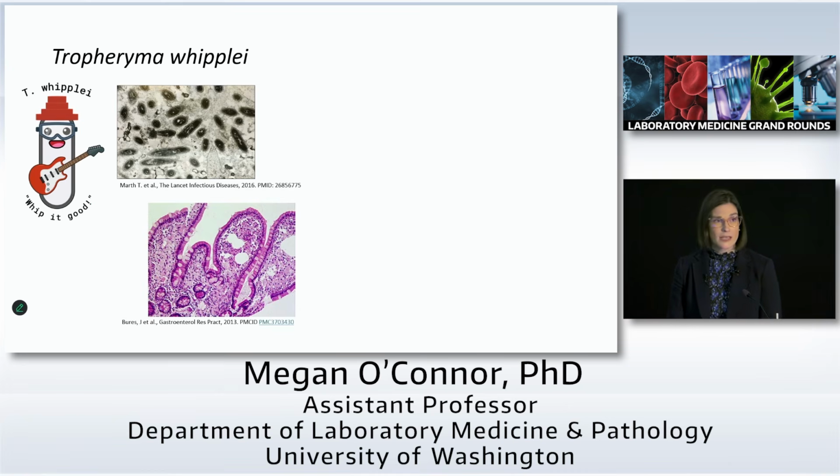So Tropherma whippli is a gram-positive bacteria. It's part of the class Actinomycetes, which is thought of more as a ubiquitous environmental bacteria. It's a rod-shaped bacteria, and what it's more classically known for is causing a disease called Whipple's disease that more classically presents as a gastrointestinal infection. And what happens is it infects macrophages. It then gets this phenotype of having what are called foamy macrophages. And if this goes untreated, it causes a wasting syndrome that eventually leads to death.